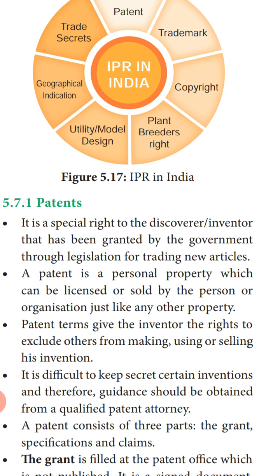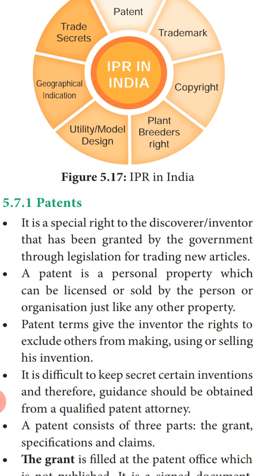Now, a patent is a special right to the discoverer or inventor that has been granted by the government through legislation for trading new articles. So patent is a special type of right given to the discoverer or the inventor by the government through certain rules and regulations for trading the articles. A patent is a personal property which can be licensed or sold by a person or organization just like any other property.